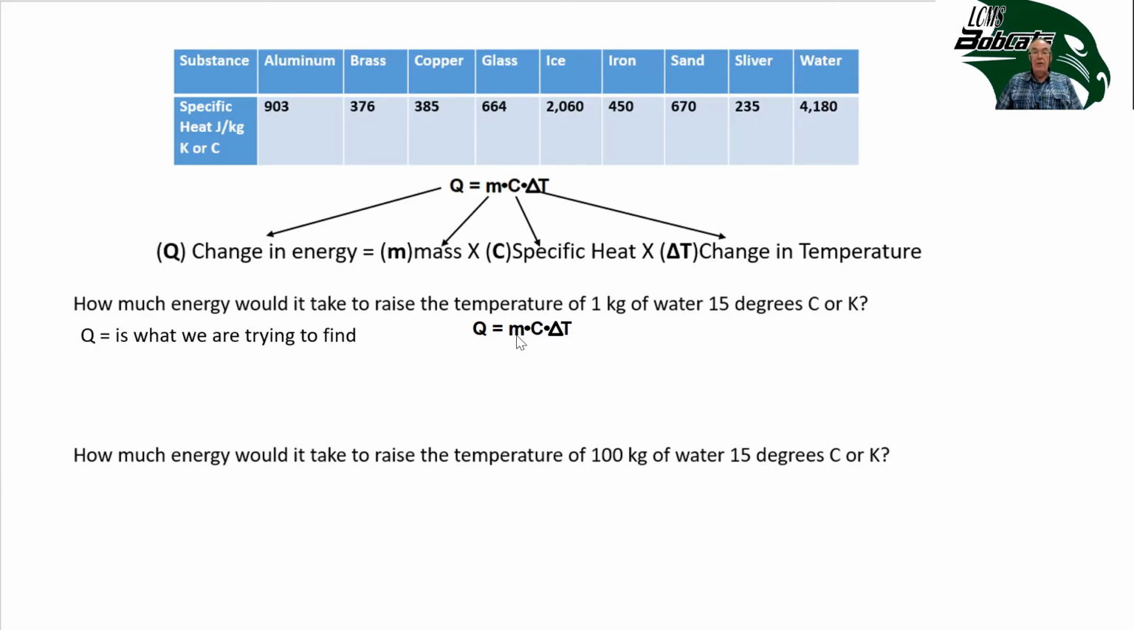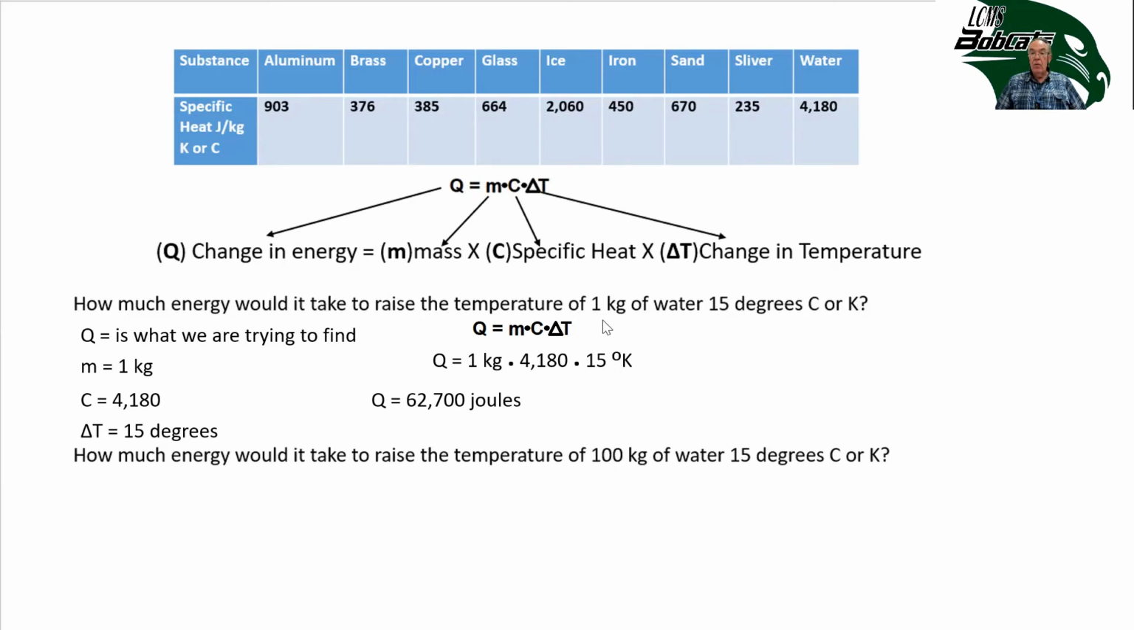Q is what we're trying to find out. It tells us right here, M is equal to 1 kilogram. C, it's water. The specific heat of water is in the table, 4,180. And the delta T, it says it's going to change 15 degrees. So now we can plug all this into the equation and multiply it together. We have mass is 1 kilogram times the 4,180 joules per kilogram per degree Kelvin times the 15 degrees that it's going to change. So the thermal energy to change that 1 kilogram of water 15 degrees is 62,700 joules.